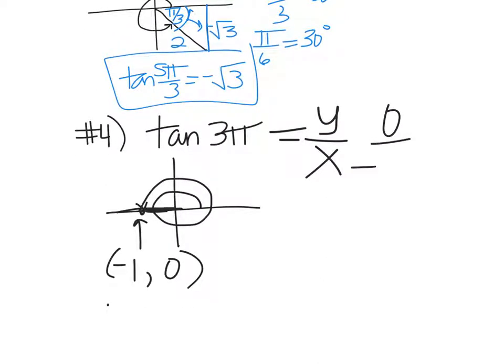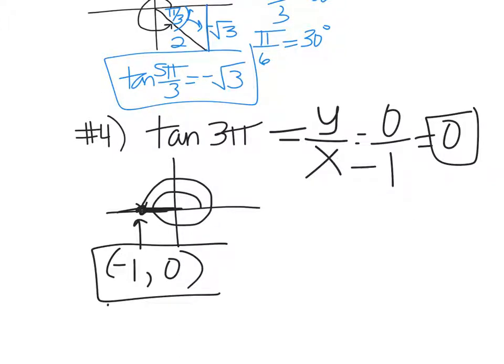Zero over who cares? That could be -1, it could be -5, it could be whatever, right? So what's 0 divided by any number? It's 0. Yeah? Where did you get the point from? I just kind of made it up.